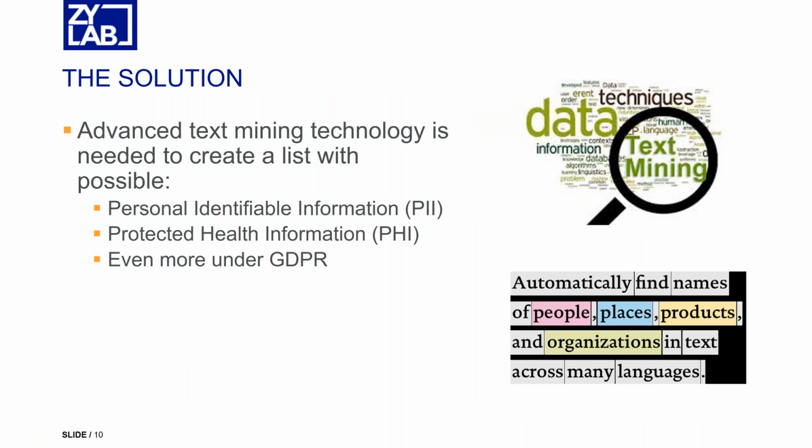Well, the solution is really using advanced text mining technology that can look through data, identify people, places, organizations, and appropriately redact that data, either for complete anonymization or, as I mentioned, in the case of GDPR, for pseudonymization. That data can be PII, personal identifiable information, or protected health information, PHI, what we refer to in the United States as information under the HIPAA Act. For example, PII, like I said: names, email addresses, phone numbers, SSN, bank account numbers, etc.